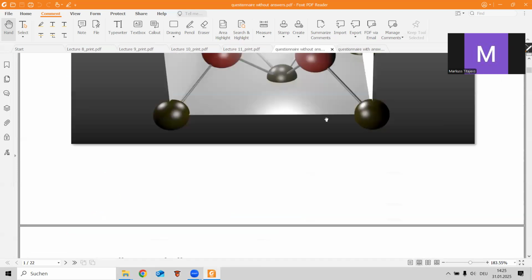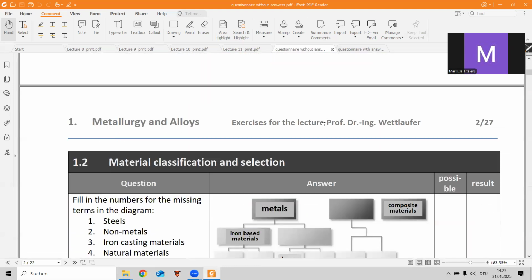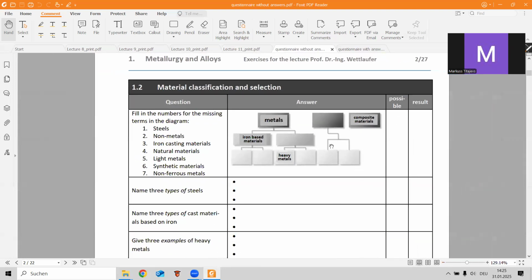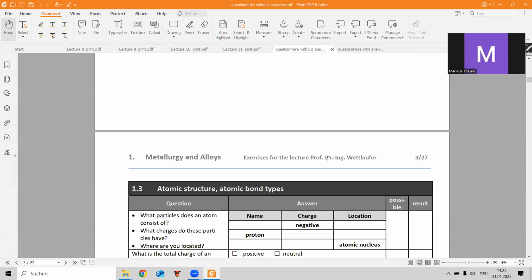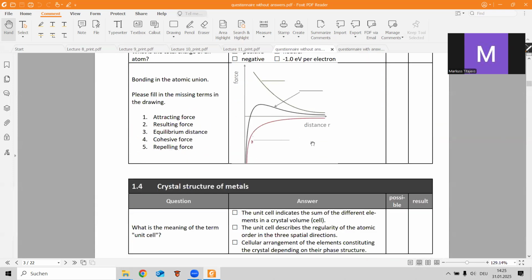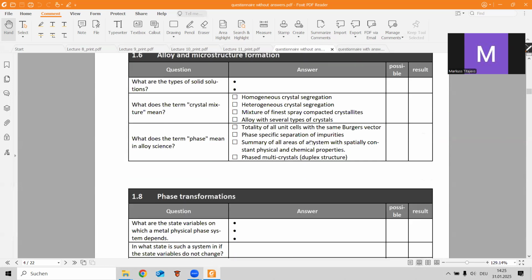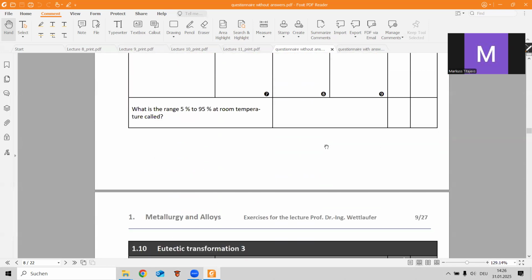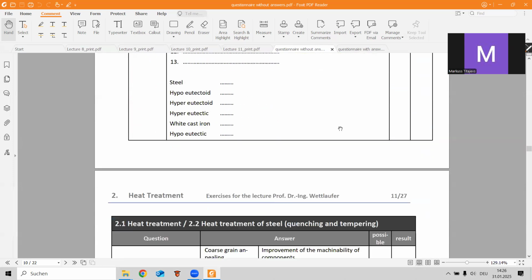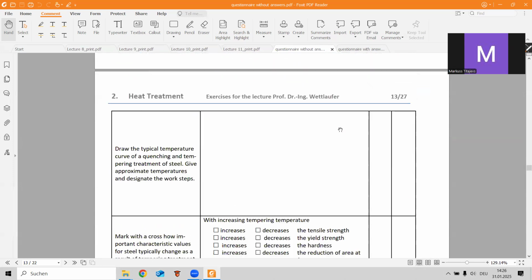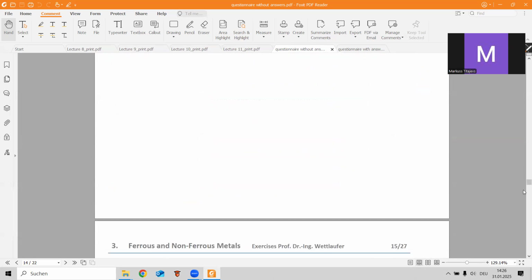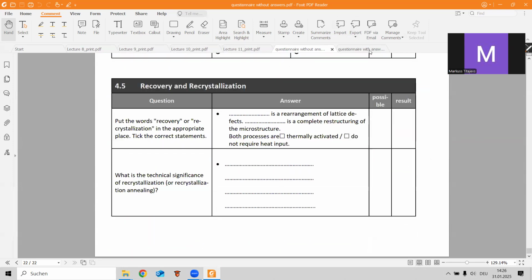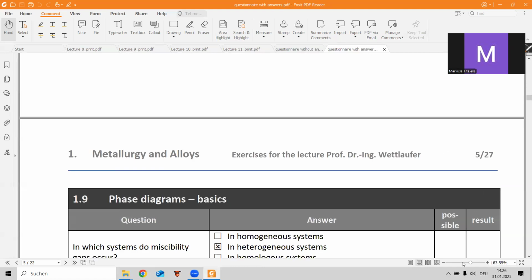I'll quickly go through some tasks. So here is the file without the answers. Just tasks. Yes, with answers.